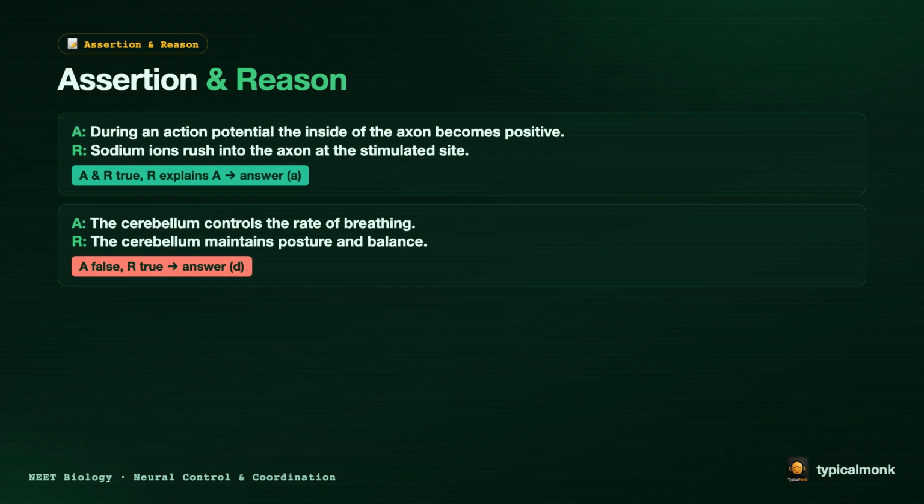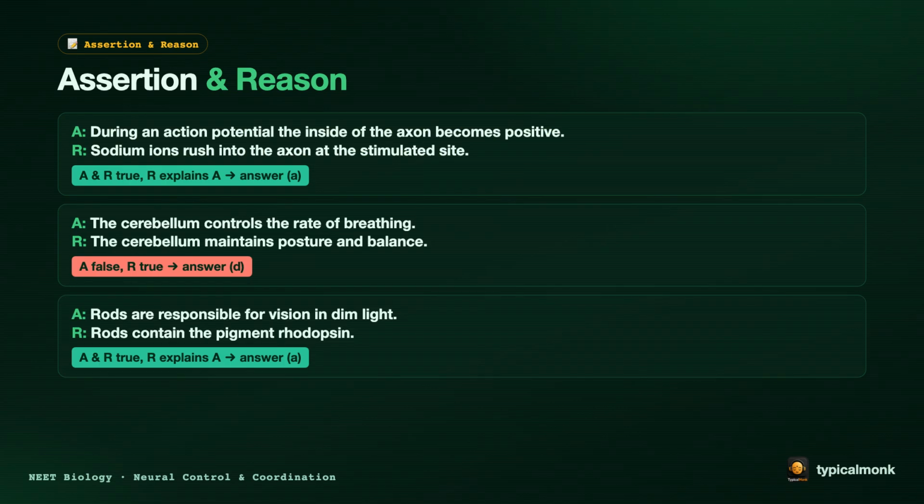Second, A. Cerebellum controls the rate of breathing. R. The cerebellum maintains posture and balance. Here, A is false, but R is true. So the answer is D. Third, A. Our rods are responsible for vision in dim light. R. Our rods contain the pigment rhodopsin. Both are true, and R explains A, so the answer is A.